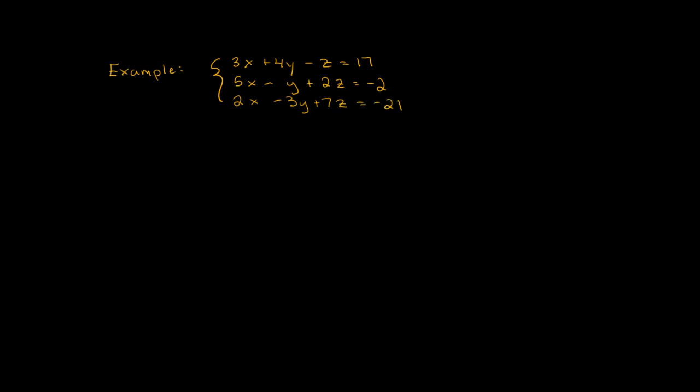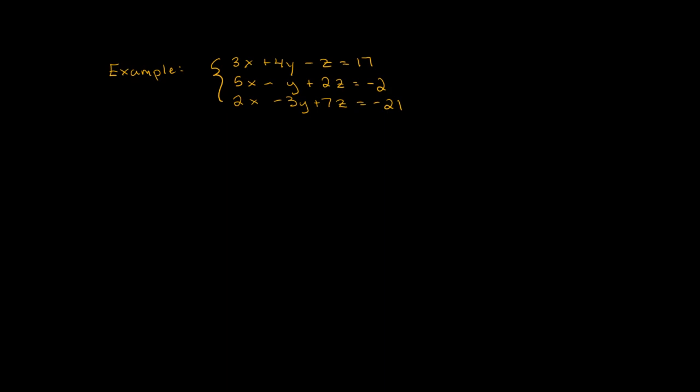So I'm going to actually do one of those right now. Let's say we have a 3-variable system. We've got 3x plus 4y minus z equals 17. 5x minus y plus 2z equals -2. And then 2x minus 3y plus 7z equals -21. So we've got 3 variables, 3 equations.